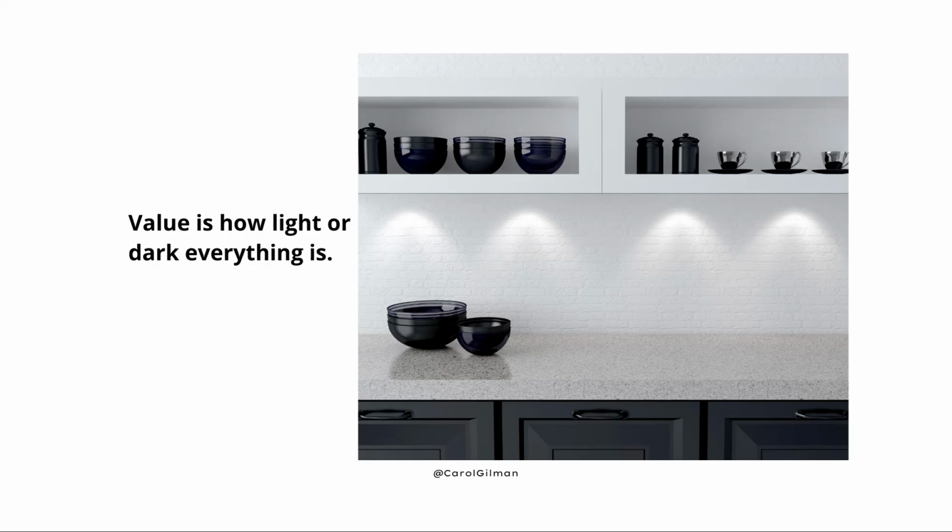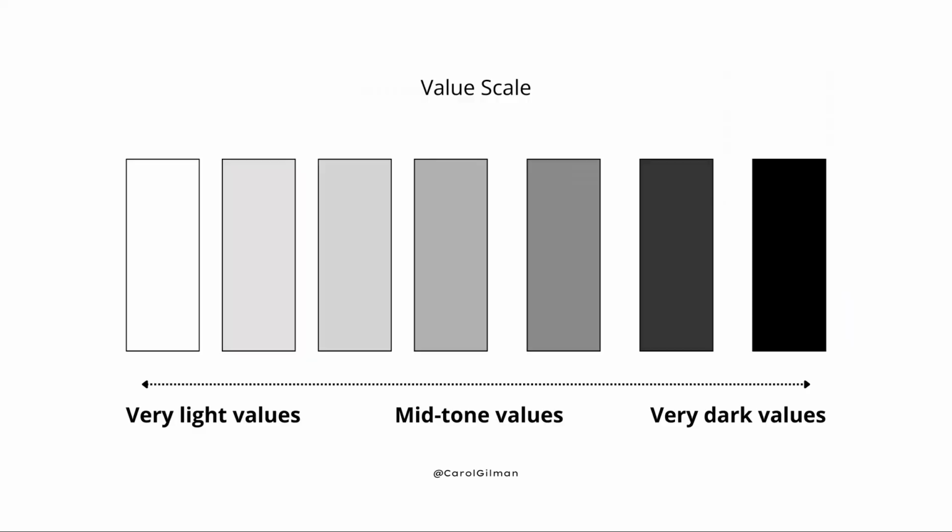And there's a scale or a range of different types of values in how light or how dark something is. It can be very light, and then also it can go all the way to the other side where it's very dark, and anything else in between. And everything in our home has value to it, has a certain lightness or darkness, or maybe a combination and different variations of different values on it.